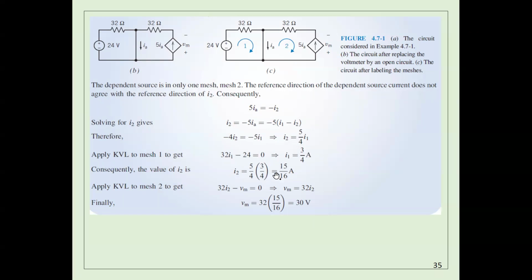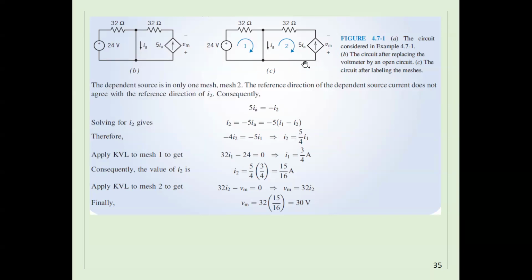Once you have I1 and I2, you can know everything. If I apply Kirchhoff voltage law here, guys, I'm going to have an unknown here, which is Vm. I don't know what Vm is. So if I apply Kirchhoff voltage law here, and that's what I did in the last step, I have 32 times I2 here minus Vm. But because I already calculated I1 and I2, I was able to get Vm here as well.